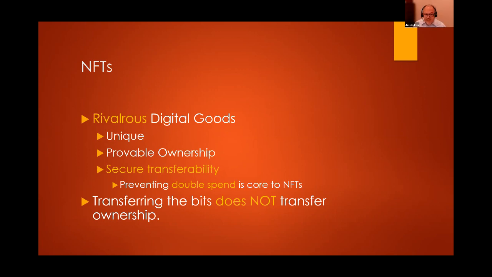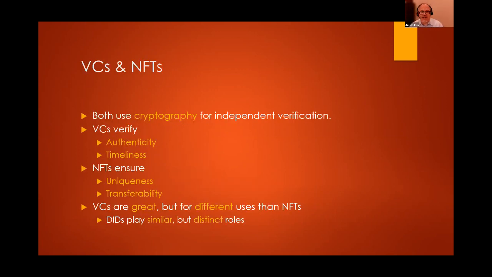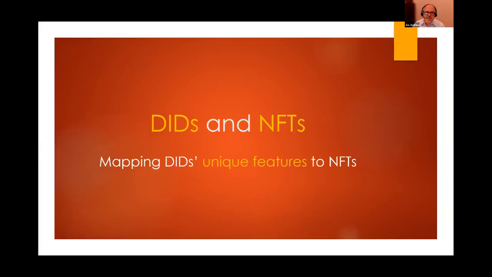And these are two very different things, verifiable credentials and NFTs. They both happen to use cryptography to enable independent verification. That's where we get the self-sovereign notion and this decentralized notion. But VCs verify authenticity and timeliness. You can check that it's not been tampered with and you can check that the status is still valid. NFTs, in contrast, verify uniqueness and they verify transferability. So VCs are great, but they're for different uses than NFTs. And DIDs can play a similar but distinct role in the two. So let's get into what DIDs can do with VCs. I'm sorry, with NFTs.